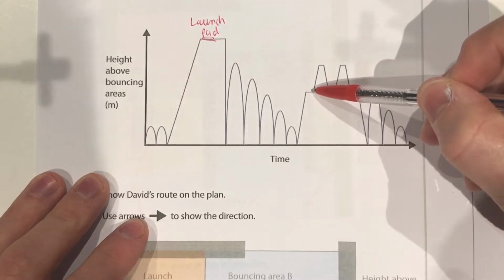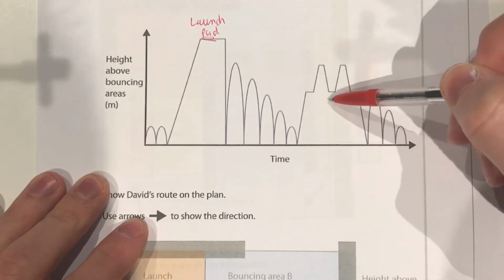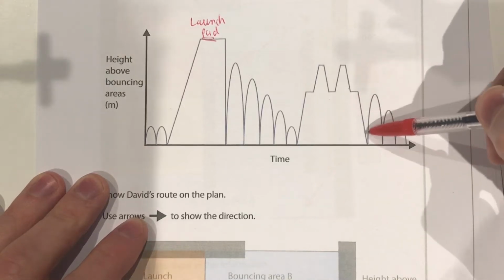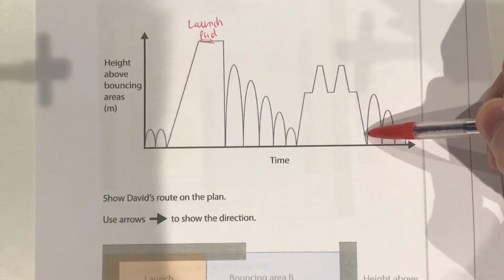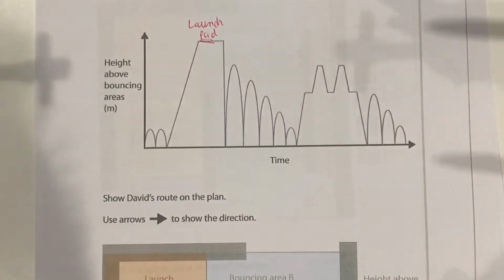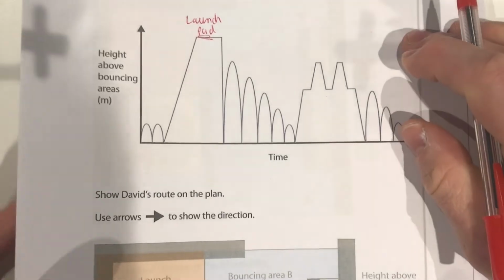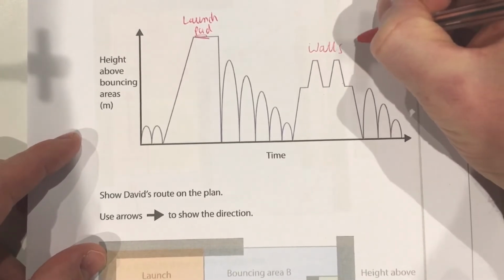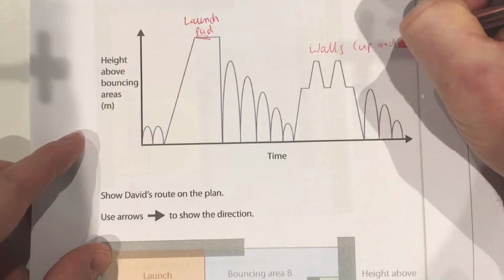The 1 meter increases, then up onto the higher one, then back down, then up onto the higher one, then back down, before they then go back down to the bouncing area A, where there's a natural decrease in your height. So this is the walls up and over.